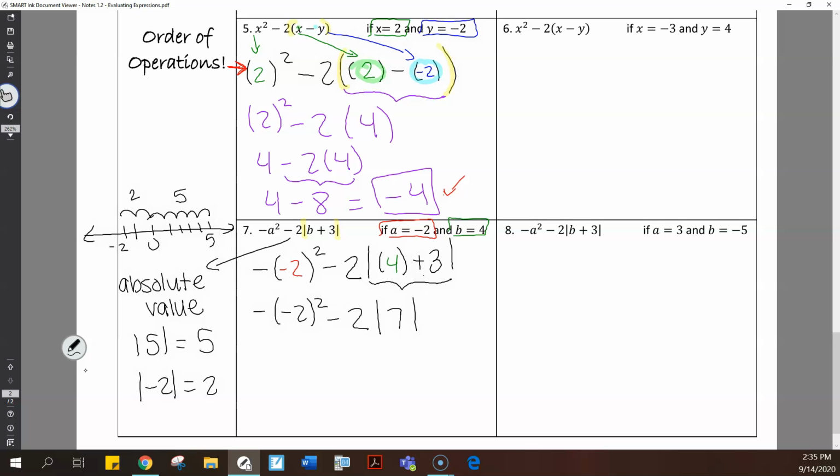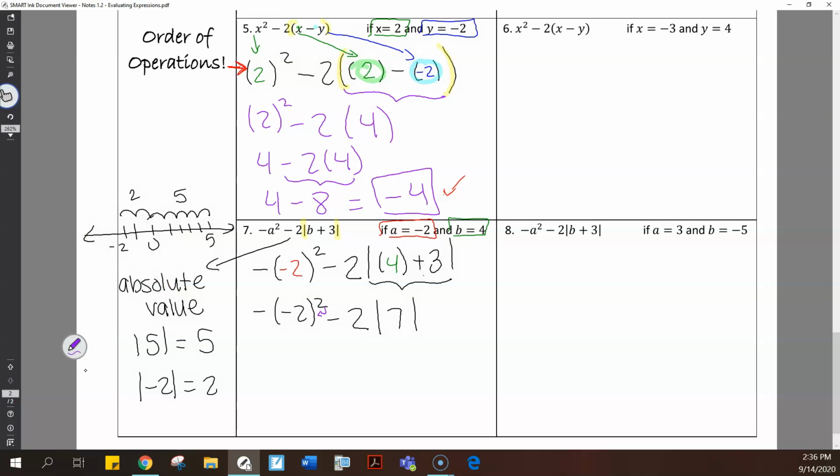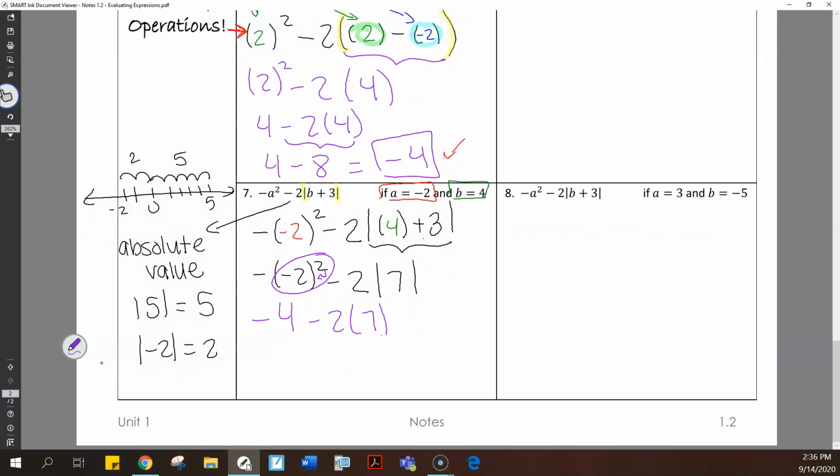Now I can do my exponents. Remember that this minus sign or this negative sign out front is not part of my exponents. Okay? Remember that the 2 only affects what it's touching. It's only touching that -2, so that's all I'm going to do. Everything else stays the same. -2 squared, make sure you're including that parentheses, is +4, -2, absolute value of 7. The absolute value of 7 is 7, so you can change that to parentheses 7 if you want. I'm going to multiply: -2 times 7 is -14, -4 minus 14 is -18.